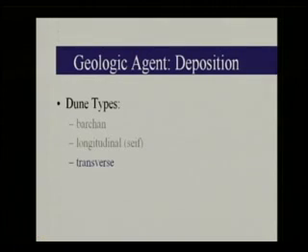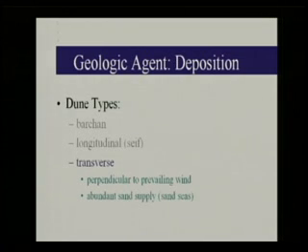Okay, so we've done Barkhan, we've done longitudinal. What about transverse dunes? Transverse dunes are perpendicular to the prevailing wind, so they're at 90-degree angles to the prevailing wind. Now, the difference between a longitudinal and a transverse, so that you can tell: here we have these ridges of sand in both a longitudinal and a transverse. So how do we know which is which?